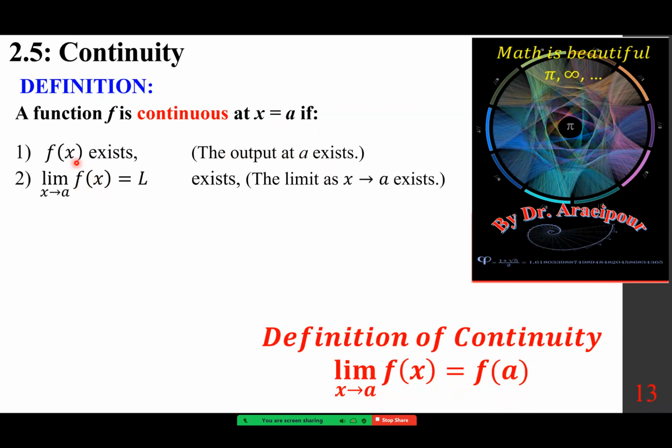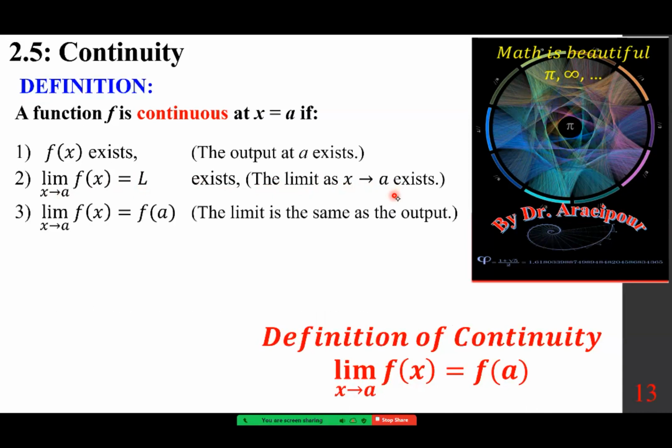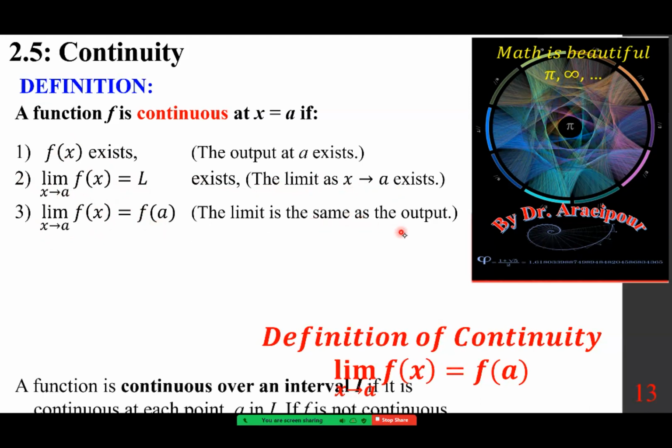Number two, the limit of f of x as x approaches a is L. That exists. That means the limit as x approaches a exists, which means the one-sided limits are identical. Finally, this limit is equal to the functional value f of a. So the limit is the same as the output.